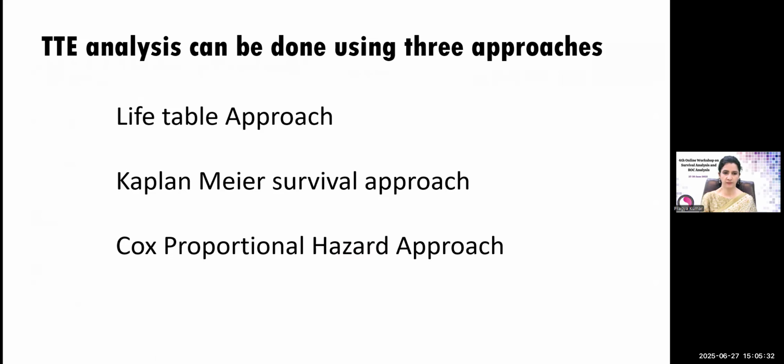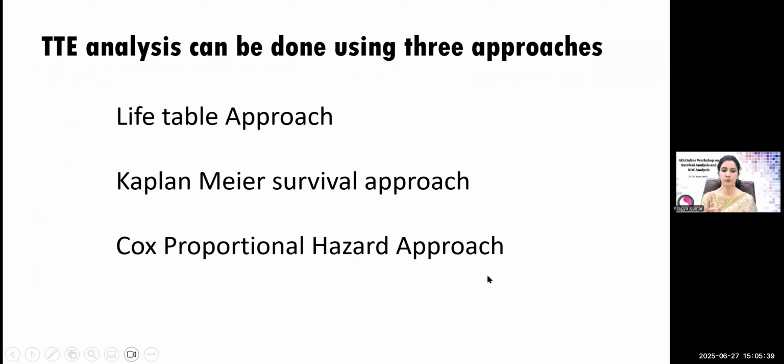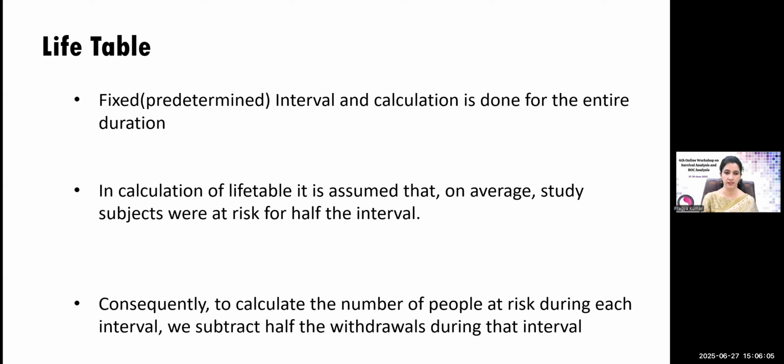I am skipping this because these calculations are not needed. I am only coming to the types of survival analysis. Survival analysis, or this time to event data, can be done using three approaches: the life table approach, the Kaplan-Meier survival approach, and the Cox proportional hazard approach. I am only discussing cases where the event is not a recurring event. For recurring events, there is an extended Cox and some different types of analysis.